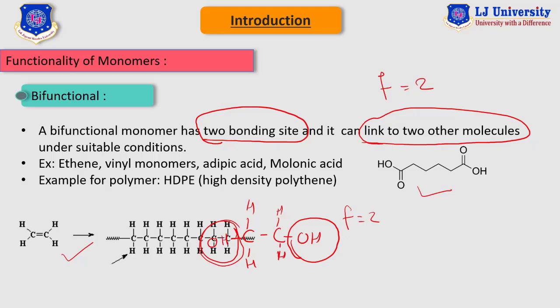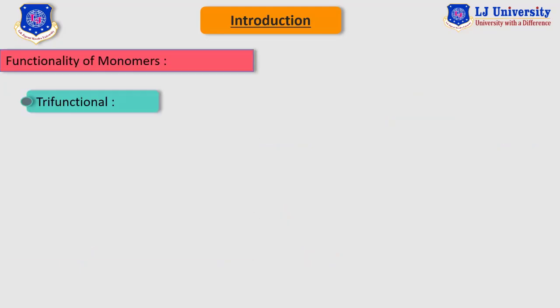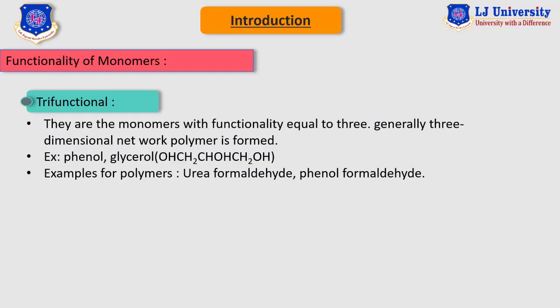Now let me move to the higher number and introduce you to the trifunctional monomer. Basically a trifunctional monomer has functionality f equal to 3. You can see on the screen that these are monomers with functionality equal to 3. So basically they can form 3 bonds with other molecules, and they are generally of a three-dimensional structure, right? A three-dimensional network can be formed with these trifunctional monomers. The examples of these monomers are phenol and glycerol.